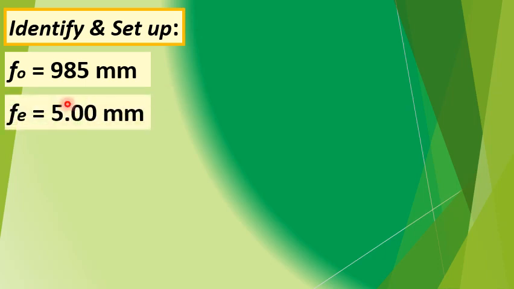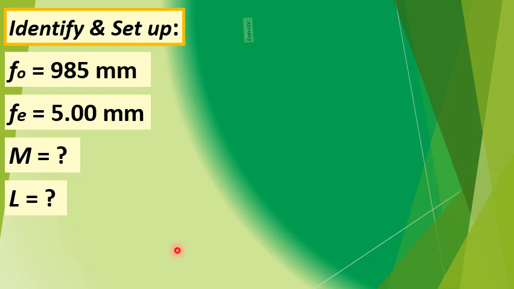The focal length of the objective, f sub O, is equal to 985 millimeters, while that of the eyepiece is f sub E equals 5.00 millimeters. And we are asked to find the angular magnification, capital M, and the approximate length of the telescope, capital L.